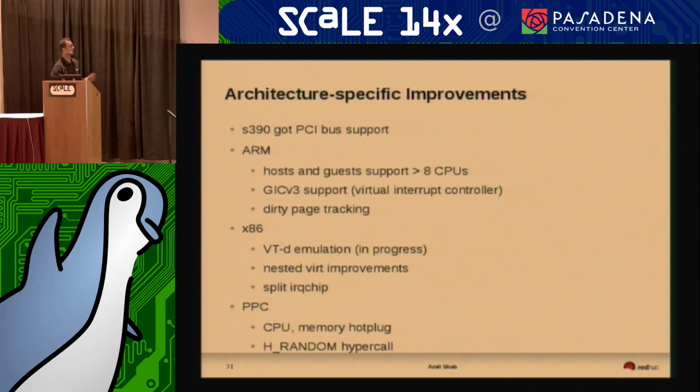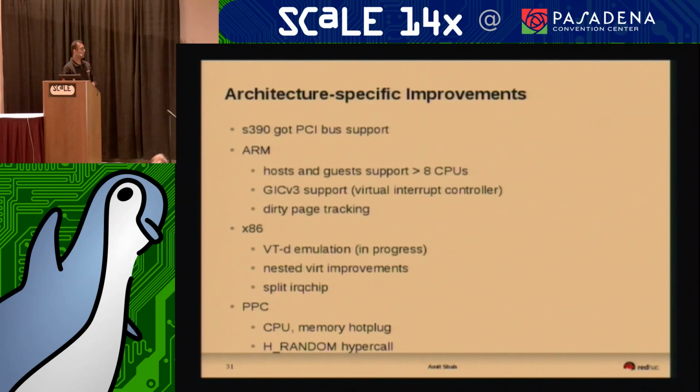Split IRQ chip. So this is a security feature. We saw the APIC was emulated by the KVM kernel module. And to reduce the attack surface, because that's part of the host kernel, and if the guest can exploit something, it gets access to the host kernel. So to reduce the attack surface, a lot of functionality which is not necessarily performance intensive has been moved into QEMU, and only a small part now remains in the host kernel.